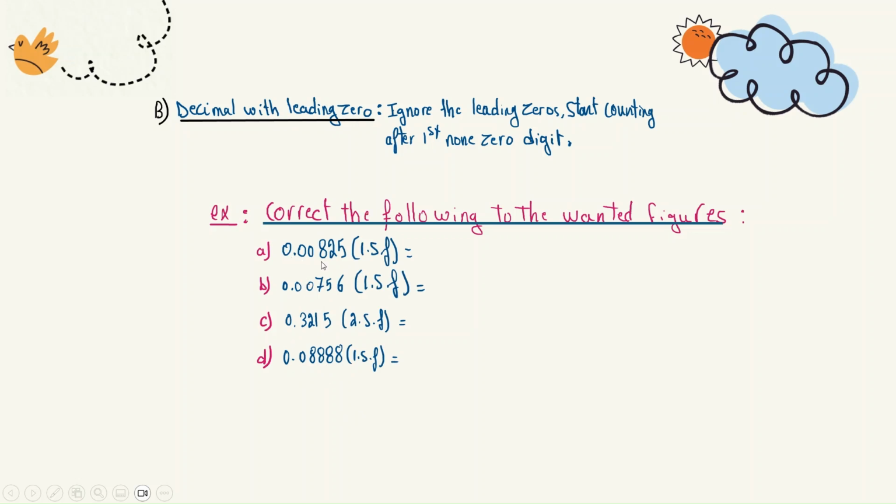In part A, the first significant figure is the 8. Before it we have 2, means round off. Then stop, don't add zeros. So the answer is 0.009.